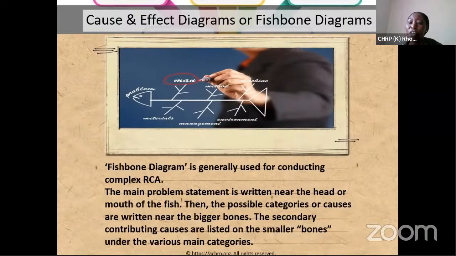Then from there, you draw a straight line, which we can call the backbone of a fish. Then the main bones that come from that line are what we call the main causes. Then, as we say, don't do so many. We say 6 to 7. In this case, you can see they have 6. So those are the main causes of the problem that you are dealing with.